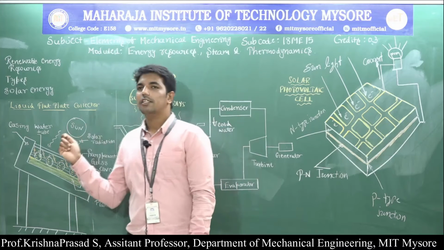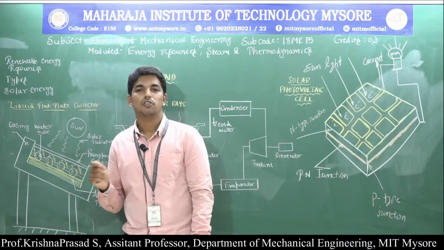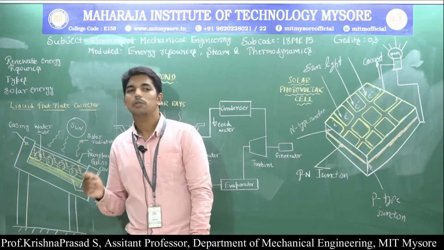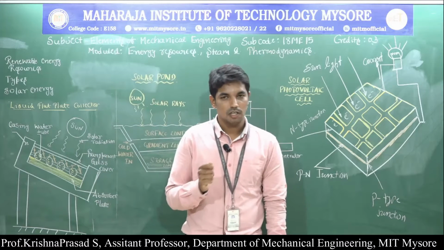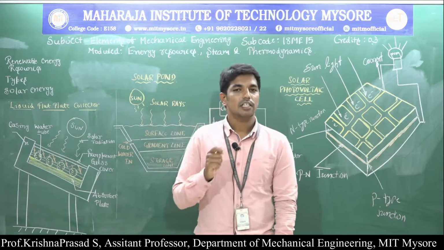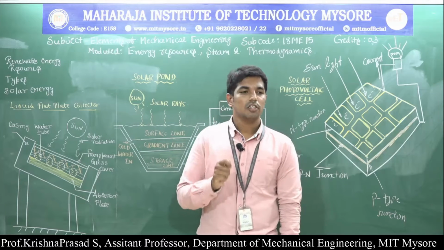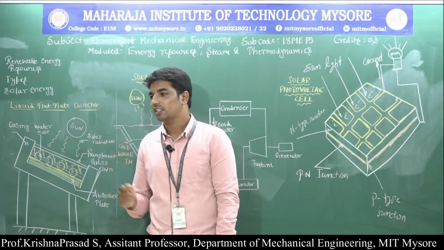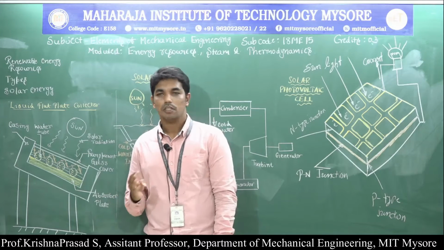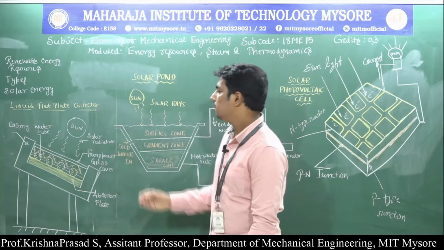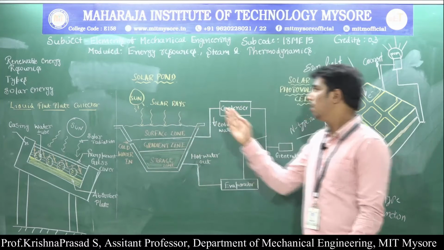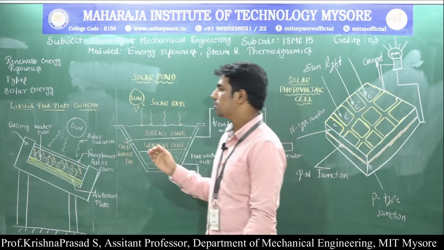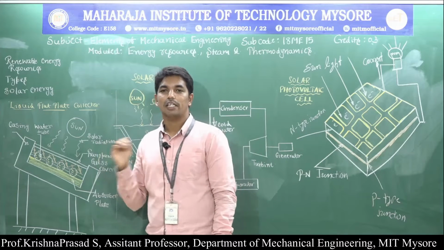Next, a very important thing in the solar energy concept is the solar thermal energy harvesting system. What is meant by the solar thermal energy harvesting system? Here, solar energy radiated from the sun has to be captured, stored and utilized for various applications. Here there are three types: the liquid flat plate collector, the solar pond, and the solar photovoltaic cell.